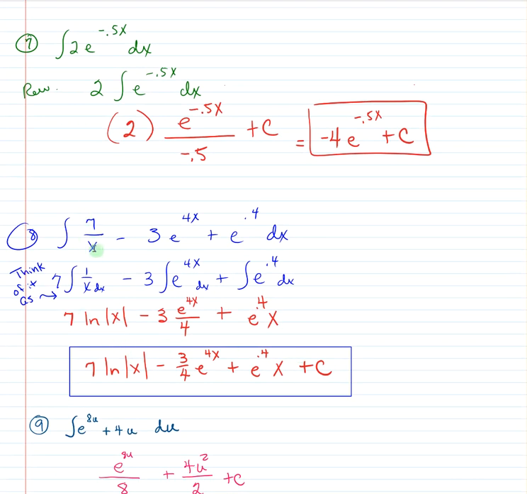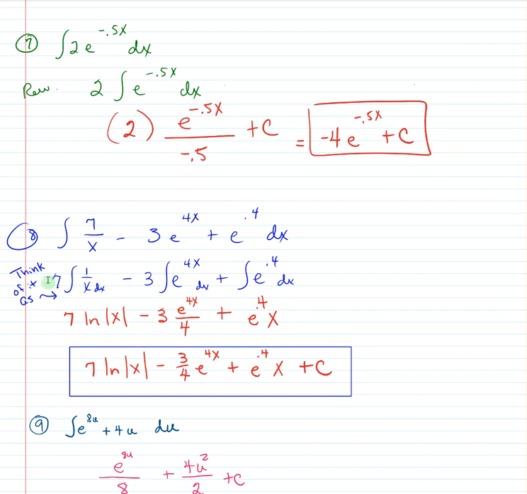All right, number 8. The integral of 7 over x minus 3 e to the 4x plus e to the 0.4 dx. Let's remember, this is just a number. There's no x there. Now, I thought it might be easier on this one to separate it into different integrals. You don't have to. You could do it the way we've been doing, but they're all kind of different, so I just thought we'd look at it that way.